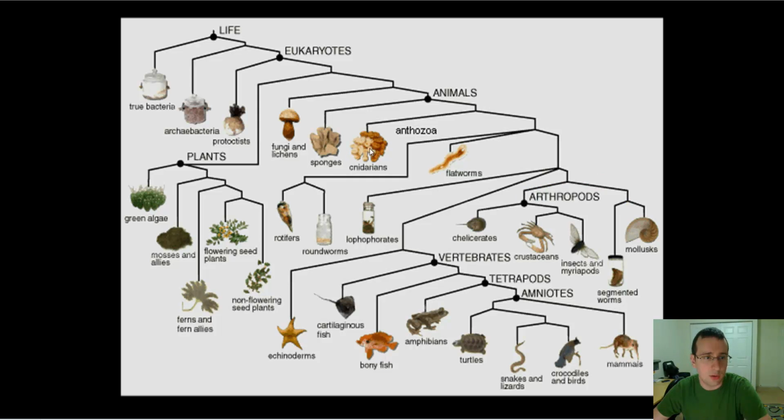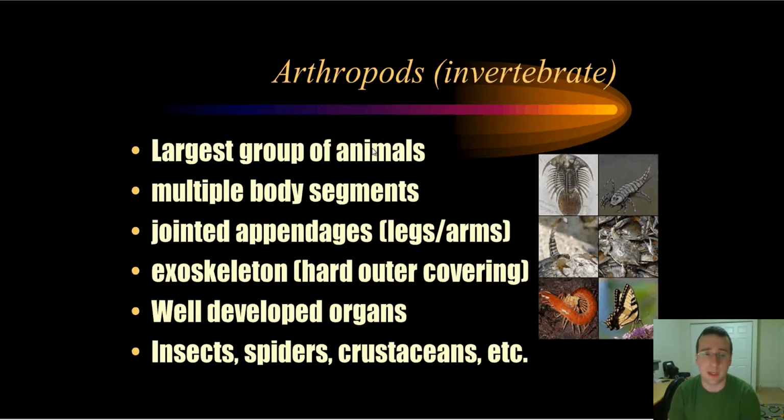Now, arthropods are going to be the largest group of animals. There's so much variety among arthropods. And the cool thing about them is that they have multiple body segments. They have jointed appendages with both legs and arms. They have exoskeletons made of chitin. It's a hard covering for them. And they have also, like all the other protostomes, well-developed organs, including organs to breathe. Some of them have gills, others have tubules to breathe, which we call trachea tubes.